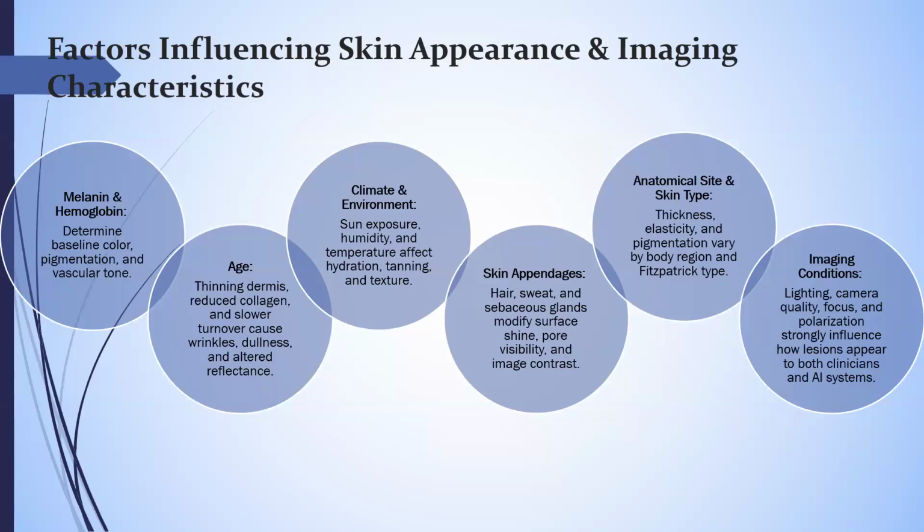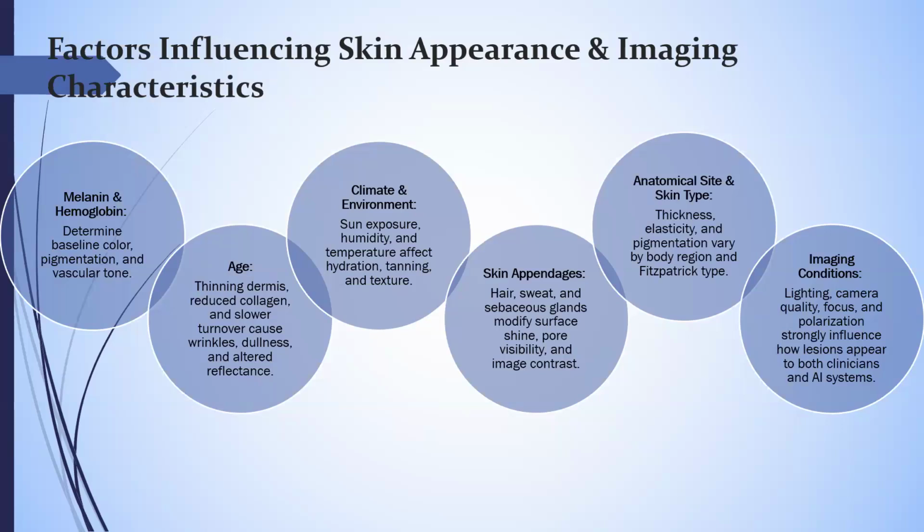As you age, the dermis, that is the middle portion, thins down and the collagen reduces, and so you know why so many people are promoting collagen for anti-aging. And there will be a slower turnover of cells, which is going to cause you wrinkles, dullness, and altered reflectance.